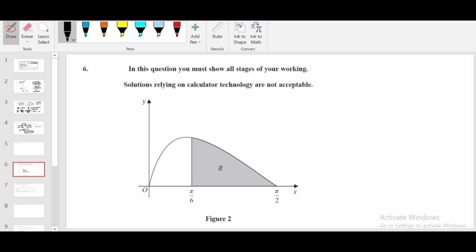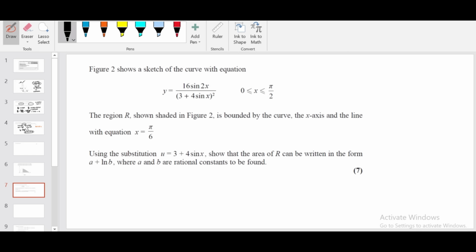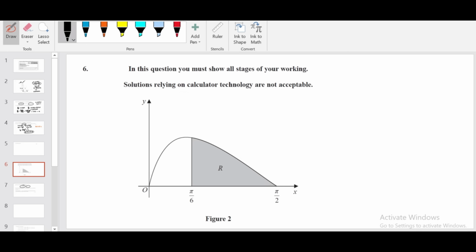Let's move on to the next question. Question number 6. We have a figure given, figure 2. And the question says, figure 2 shows a sketch of the curve with the equation y is equal to this, from x is equal to 0 to pi over 2. As you can see, x is 0, x is pi over 2.